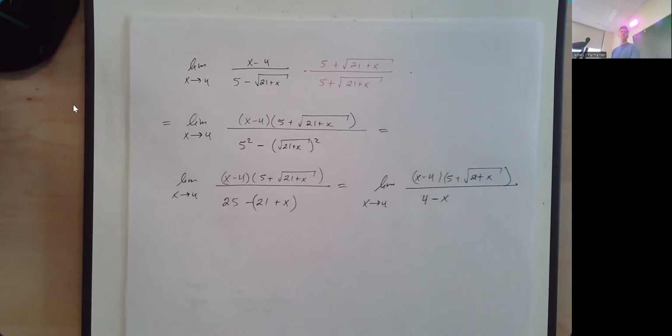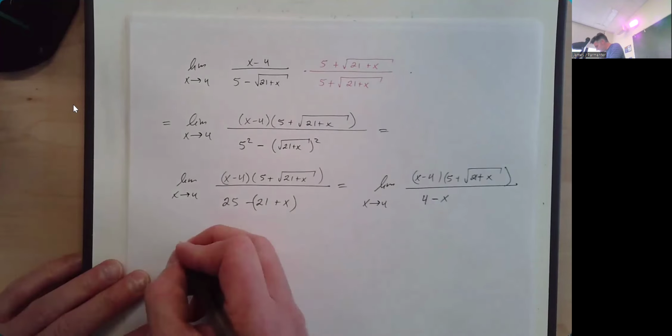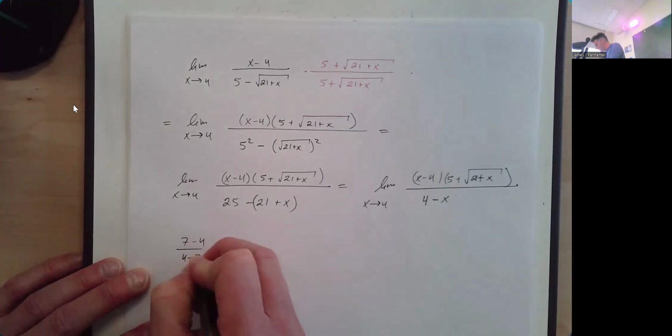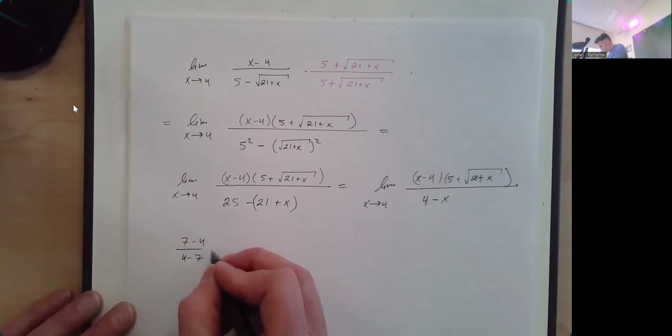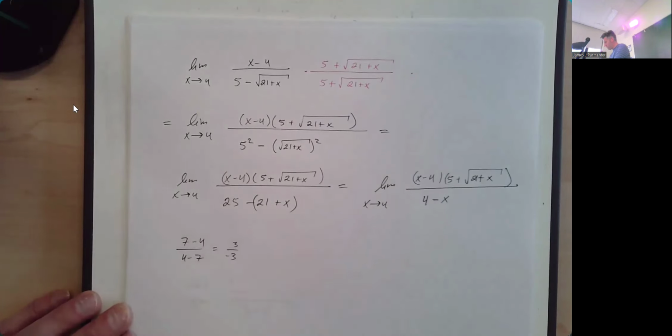Ooh, those don't look the same. x minus 4 and 4 minus x. Not the same. But at least x isn't 4, right? It's just approaching 4, so it's not 0 over 0 until you plug it in. What happens when you divide things like that? What's 7 minus 4 divided by 4 minus 7? Three divided by negative 3 is? What's 19 minus 4 divided by 4 minus 19?